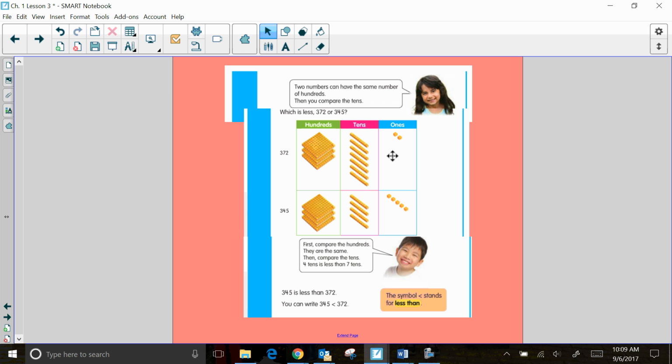372 is greater than 345 because 7 tens, 70, is greater than 4 tens, 40. We could write this as 345 is less than 372, or you can write it with the symbol this way. Again, the opening is always eating the bigger number.